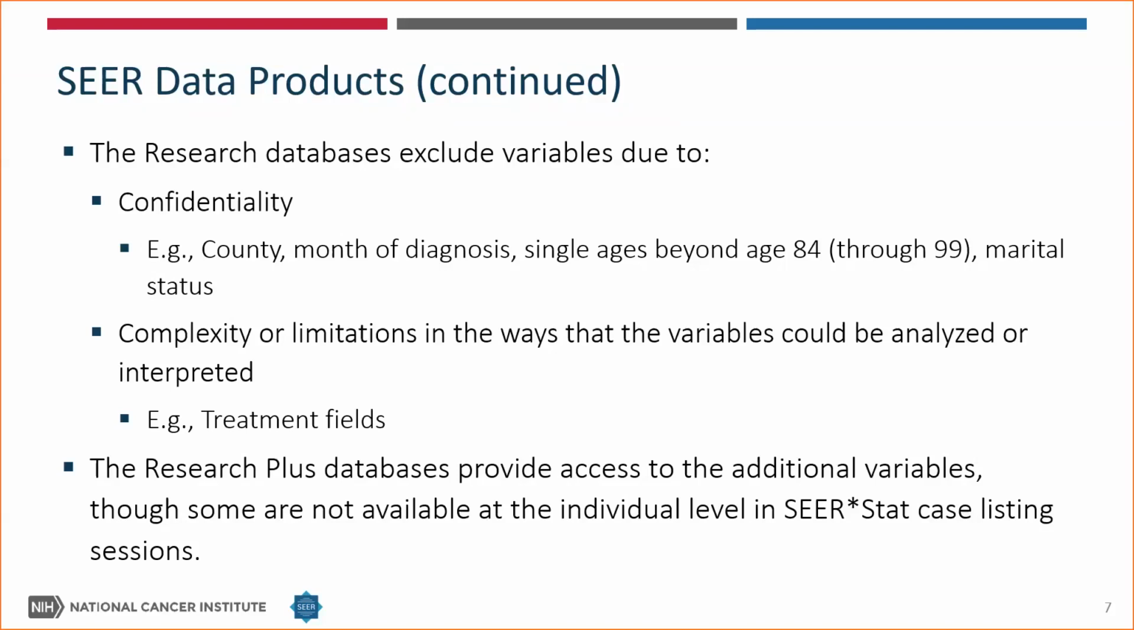And we want people to make sure they have a good understanding of these fields before using them. So the Research Plus databases, while they provide access to all of these extra variables, not all of those extra variables are available when you're looking at the individual tumor records. And the ones that aren't are ones where there's too much concern over identifiability. So some of the fields are not available in the case listing session. We'll talk about the different sessions, but when looking at individual tumor records, they are available when doing statistics. You can look at rates by county, but you can't look at the county at the individual level.